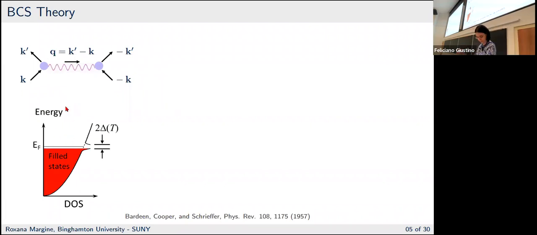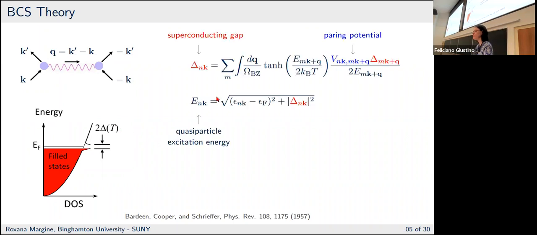The superconductor has a gap relative to the normal metal, and this gap is temperature dependent. So this gap can be found by solving this.